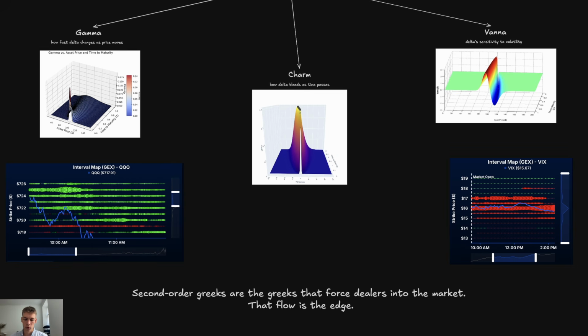Every gamma exposure figure, every charm exposure figure you've ever seen is an inference built from the things that are public: open interest and the flow of trades.